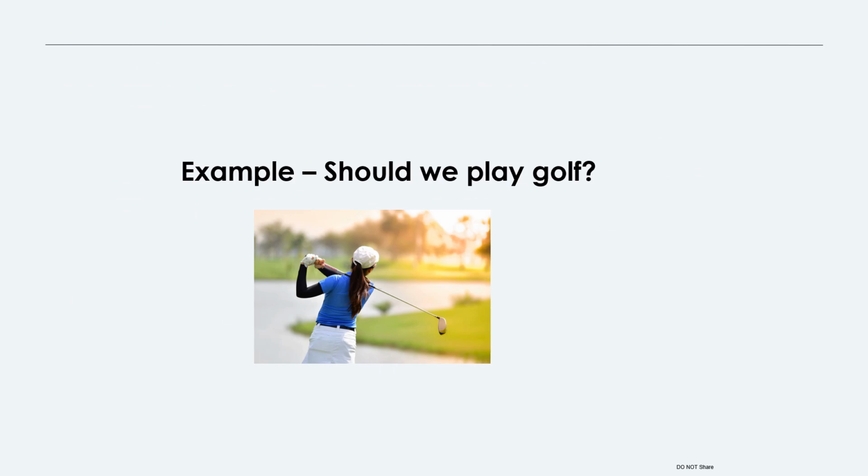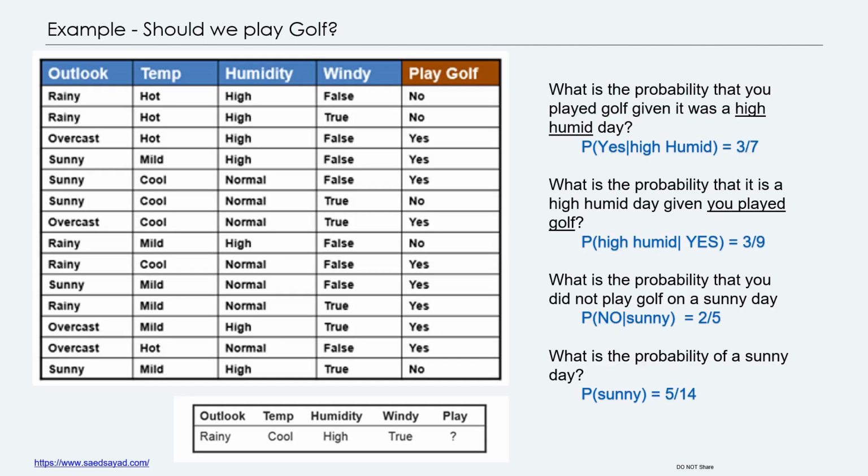Now let's dive into another fun example. Should we play golf? Let's see how we can use probabilistic modeling to answer this question. Let's imagine we've collected data over a period of time, recording details like the outlook, temperature, humidity, wind conditions, and whether or not people played golf. With this data, our goal is to predict whether someone should play golf on any given day based on specific conditions. For example, we might ask, if a day is rainy, with cool temperatures, high humidity, and it's windy, what would our Bayesian model predict? Should we play golf or not?